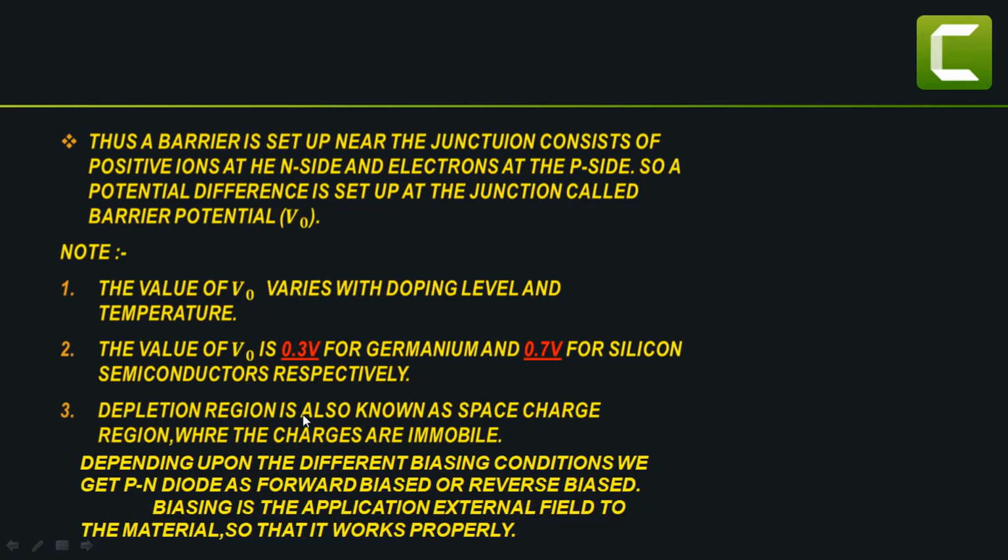The depletion region is also known as the space charge region, where the charges are immobile. Depending upon the different biasing conditions, we get a p-n junction that is forward biased or reverse biased. Biasing is the application of an external field to the material so that it works properly.